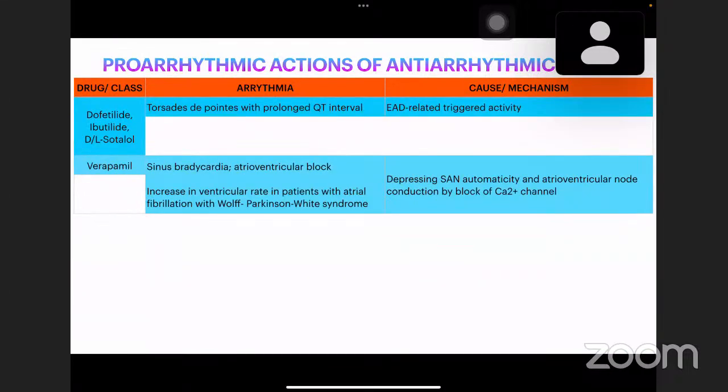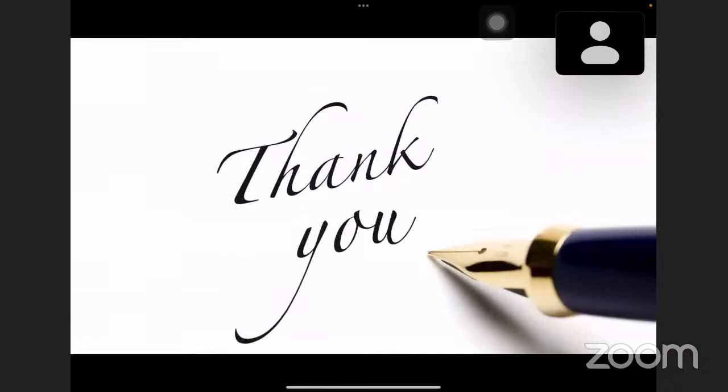So coming to dofetilide, ibutilide, and sotalol, causing torsades de pointes in prolonged QT syndrome, by early afterdepolarization related trigger activity. And verapamil, sinus bradycardia, AV block, and increased ventricular rate in patients with atrial fibrillation with WPW syndrome. So it decreases the sinus node automaticity and AV node conduction by blocking the calcium channel. So this completes the class.